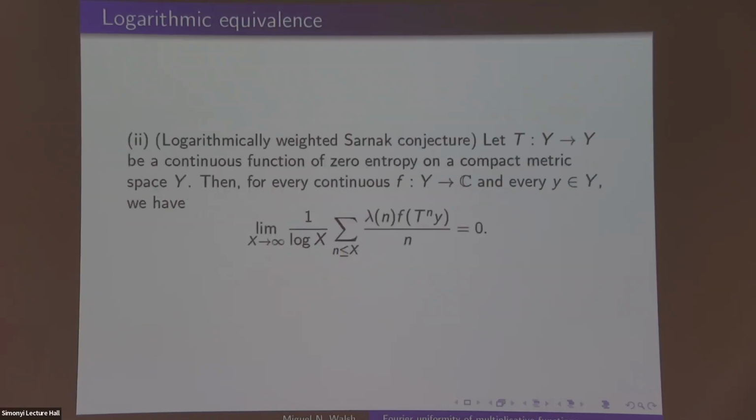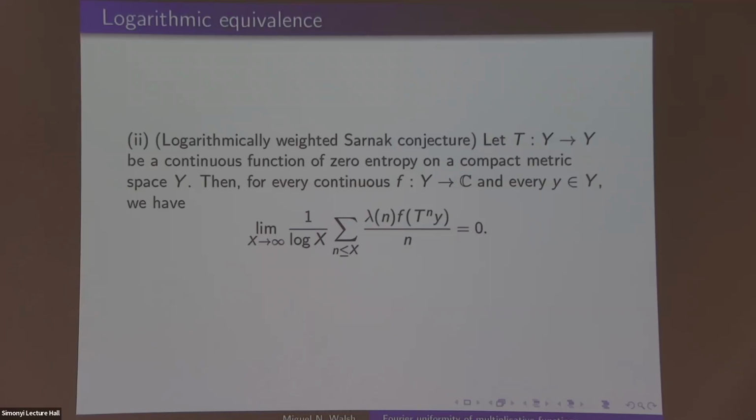So you take Sarnak's conjecture, exactly the same hypothesis: T a continuous function of zero entropy on a compact space, some fixed complex valued function f and some initial point little y. And again, you look at the correlation of the Liouville function against f of T to the n of y. The only difference again is that you add this little weight of 1 over n and normalize by log of x. And then this version of Sarnak's conjecture is not only implied by the corresponding version of Chowla's conjecture, but it turned out to be equivalent.